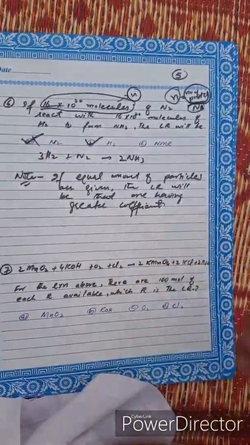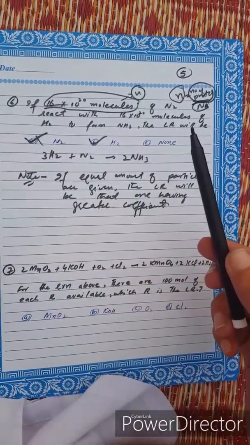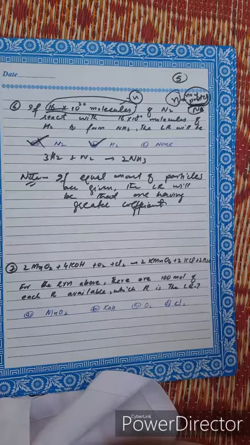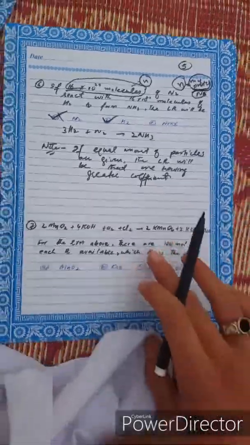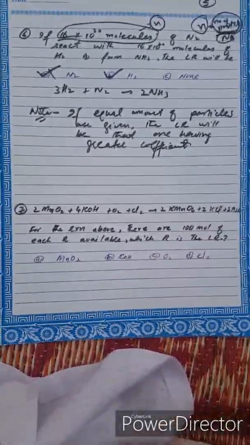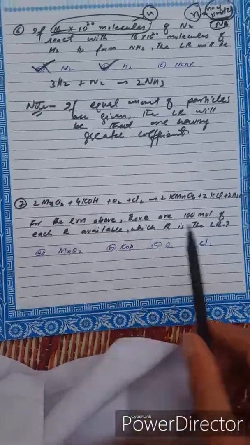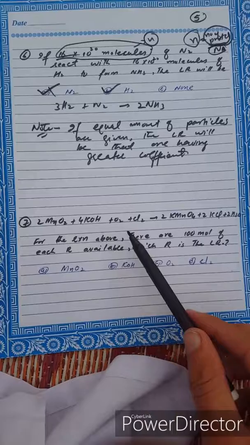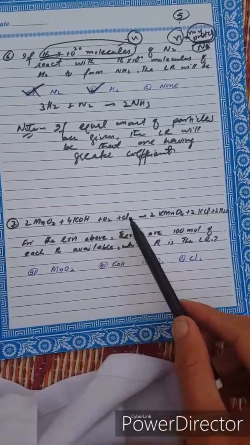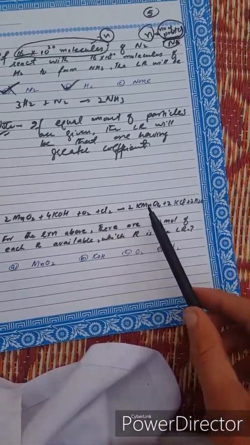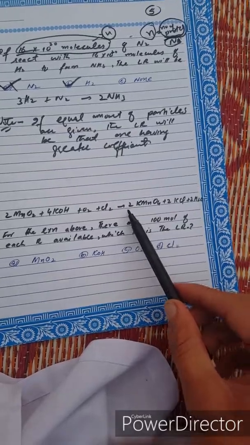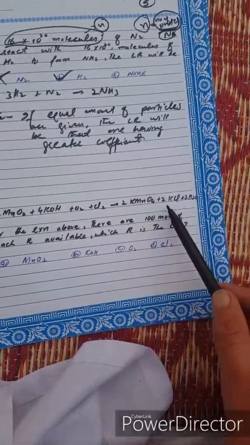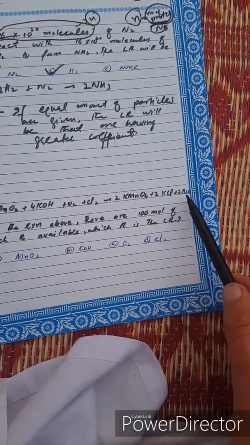If an equal number of molecules is given, the moles will automatically be the same. That is all. Now let's come to the last example, the seventh one: 2 moles of manganese dioxide react with 4 moles of potassium hydroxide plus oxygen plus chlorine. So it gives us 2 KMnO4 potassium permanganate, and 2 moles of potassium chloride and 2 moles of water.